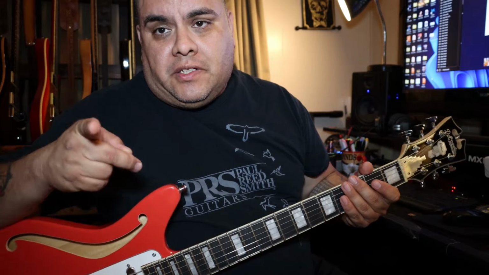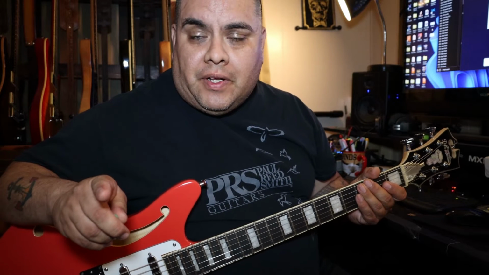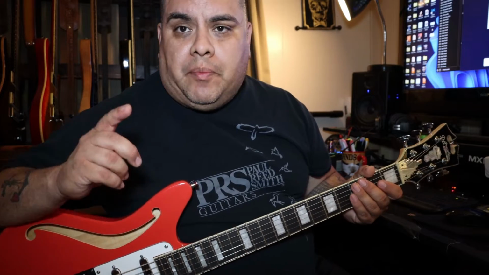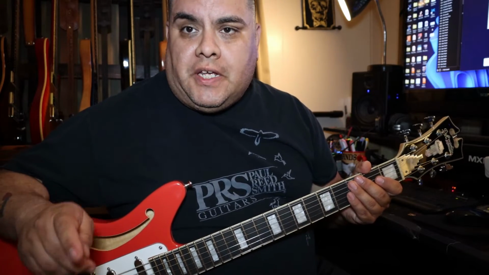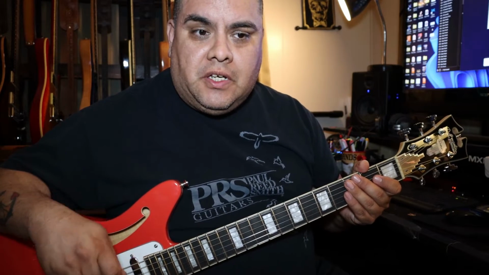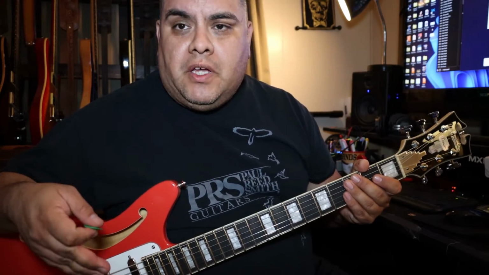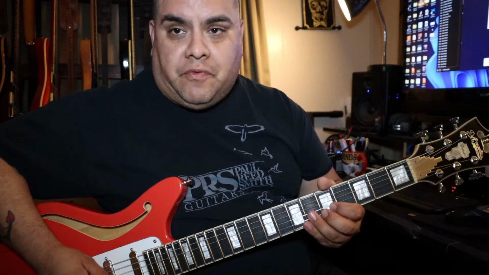Vibrato, on the other hand, let's look at the definition for vibrato here. I'm going to put it up here on the screen. Slightly tremulous effect imparted to vocal or instrumental tone for added warmth and expressiveness by slight and rapid variations in pitch. That's the key word right there. Pitch. So vibrato is a variation in the pitch of a note, not the number of repetitions or the number of hits, so to speak, as you would have in tremolo. Vibrato is literally what you do with your finger when you're playing.